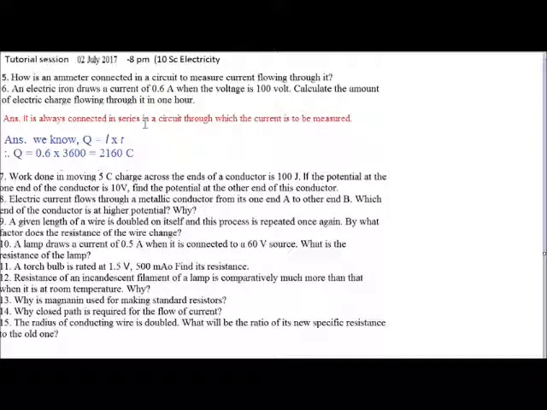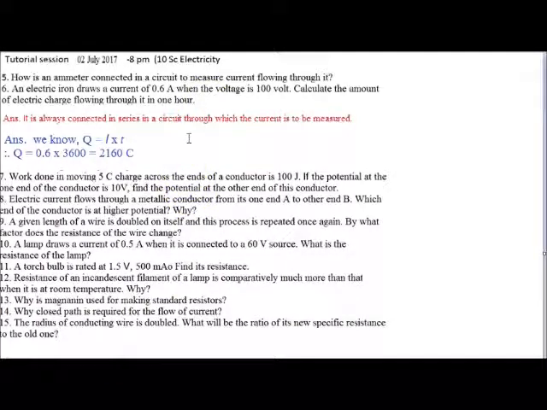Next question. An electric iron draws a current of 0.6 ampere when the voltage is 100 volt. So voltage is given, that is 100 volts. Calculate the amount of electric charge flowing through it in 1 hour. So here we know that Q is equal to I into t, where I is current given in amperes, of course, here 0.6 amperes, and the voltage is also given, 100 volts. We have to calculate the electric charge flowing through it in 1 hour.